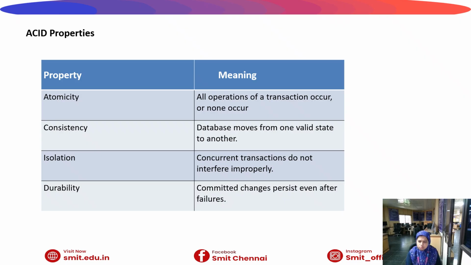Consistency: a database moves from one valid state to another valid state. Isolation is when concurrent transactions do not interfere improperly. Concurrent transactions running in parallel won't affect each other; they are isolated. Next is durability: committed changes persist even after a failure. So these are the ACID properties maintained in database transactions.